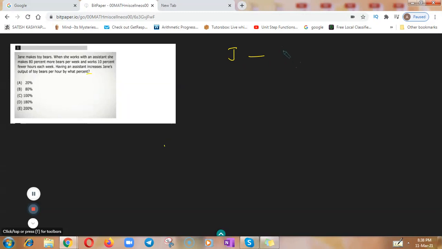100. Jane is making 100 beers per week and she works 100 hours per week, because the question says when she works with an assistant she makes 80% more beers per week and works 10% less. Here I am explaining this question with the method that will take less time. There are various other methods to solve this question, but this method is going to take less time.